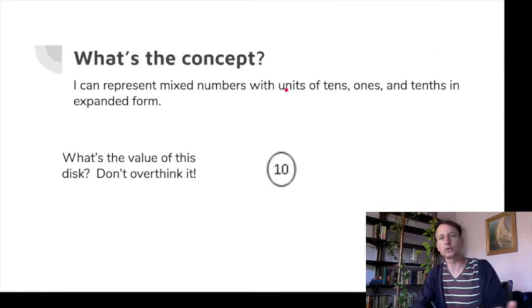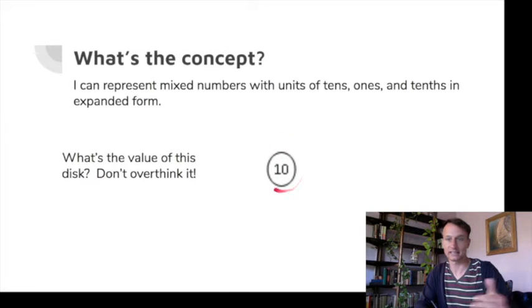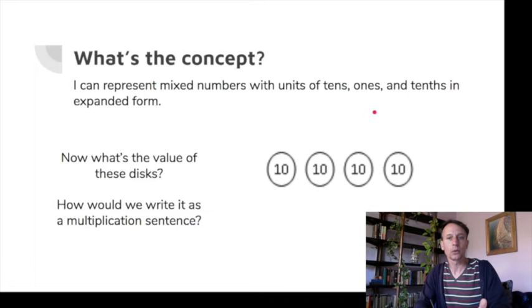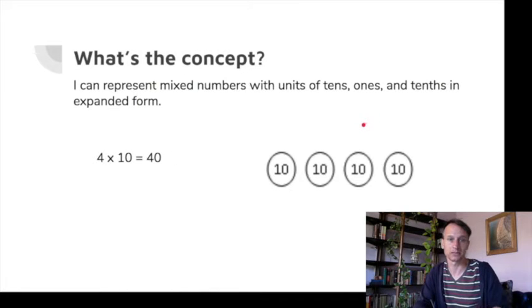All right, so now we're going to do mixed numbers with tens, ones, and tenths in expanded form. Don't overthink this. What is the value of this disk? It says it right there. Say that number. 10. Okay, good. All right. What's the value of these disks? Well, 10, 20, 30, 40. How would we write this as a multiplication sentence? Well, we have 10 4 times here, right? So we'd say 4 times 10 is 40.